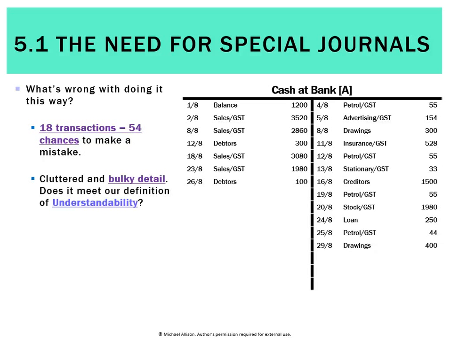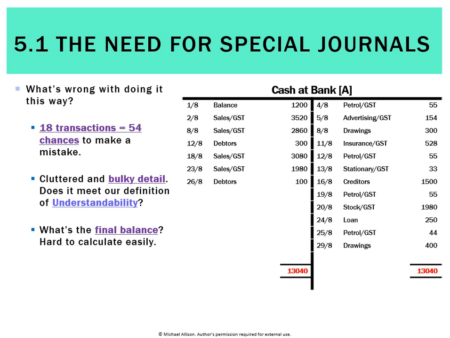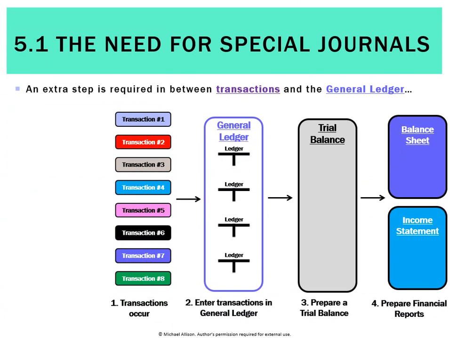I think more importantly, there's a lot of bulky detail there. We looked at understandability in chapter 1 and asked, can someone comprehend its meaning? Looking at that ledger, how much cash did I get this month? I can't tell that very easily. I can't tell how much I paid. And most importantly, I can't tell what my final bank balance is. That's really the most difficult thing about entering transactions individually into the ledgers. If I was to balance that, it is quite a bit of work to figure out the final balance of 7686.